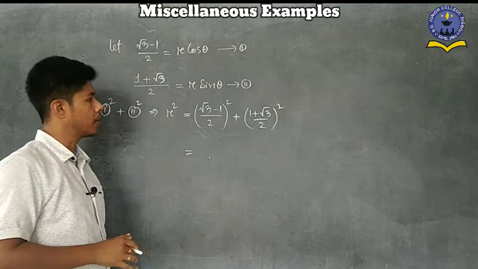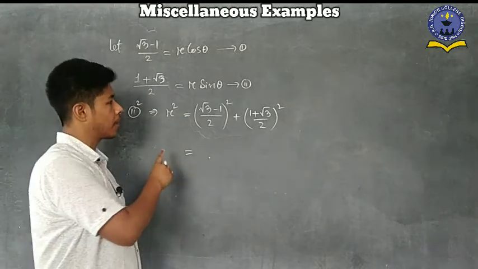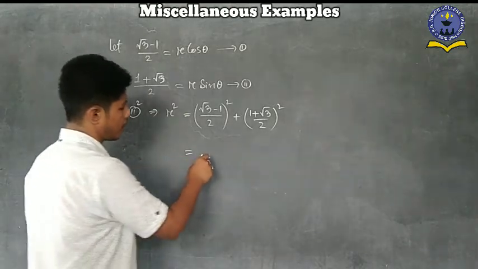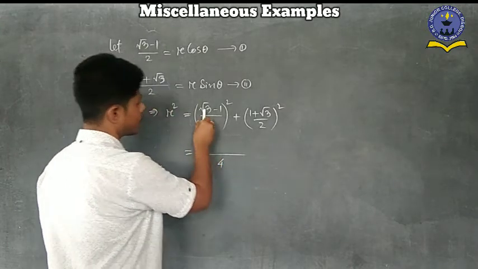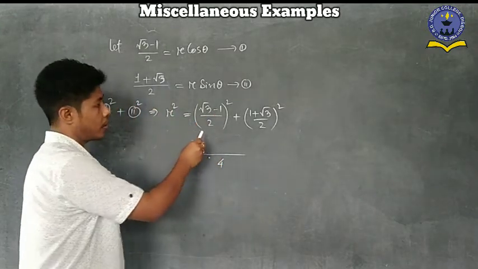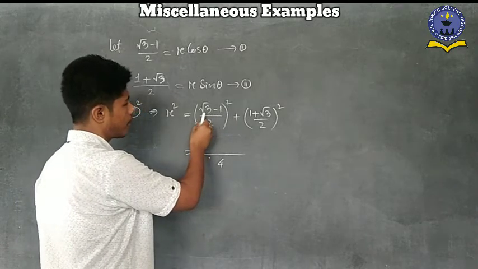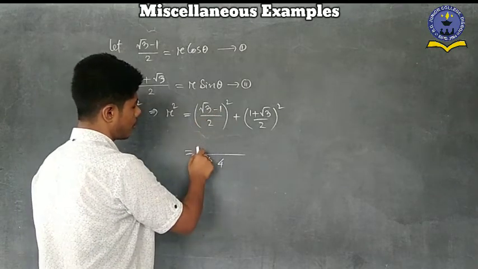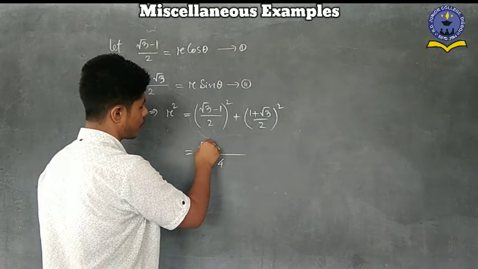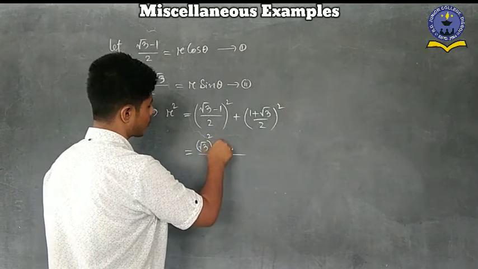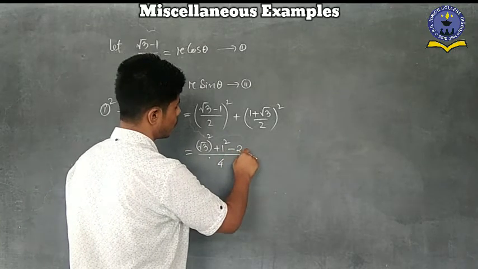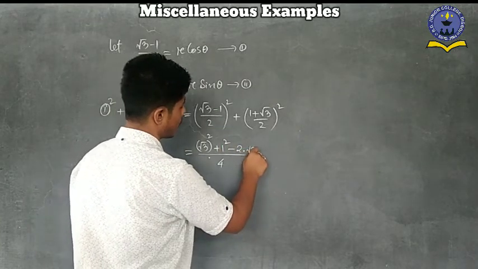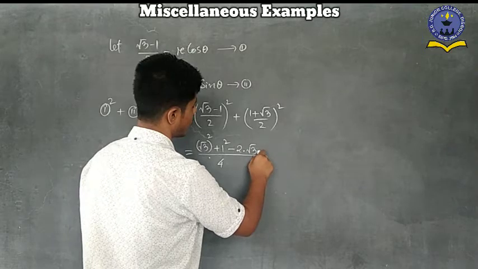So if we calculate this one, what we get here? This one is we get 2 square, that means 4. So it is of the form (a minus b) whole square. So if we write (a minus b) whole square, then what we get? Root 3 whole square. So first one we get here root 3 whole square plus 1 square minus twice ab. 2a means what? Root 3. Root 3 into 1.